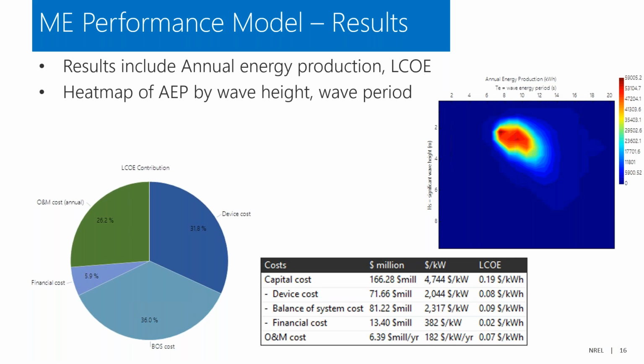Once you finish these calculations and run the SAM simulation, you can get many different results in terms of graphical outputs of LCOE contribution, heat maps that show the energy production as a function of either wave height and period or as a function of time, and tables showing your costs on different metrics.